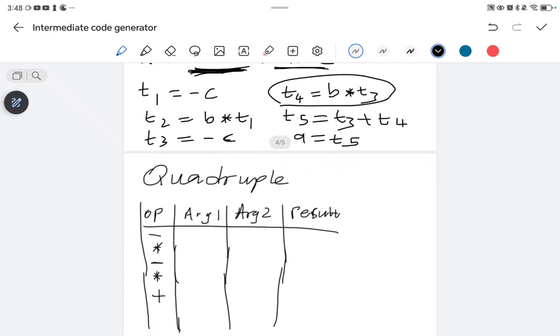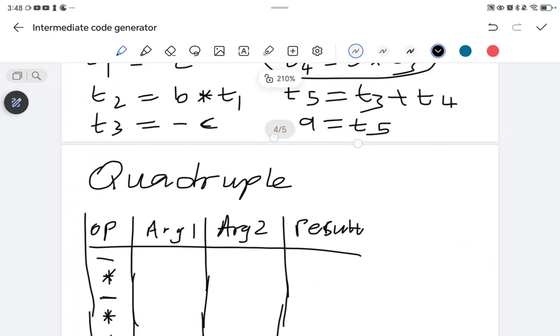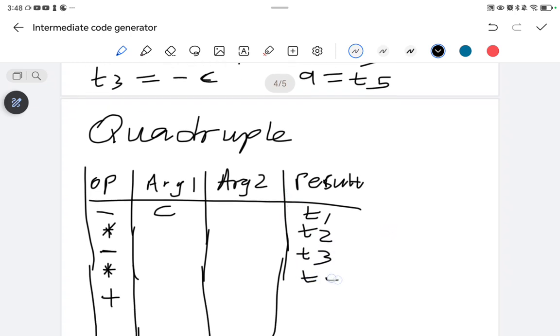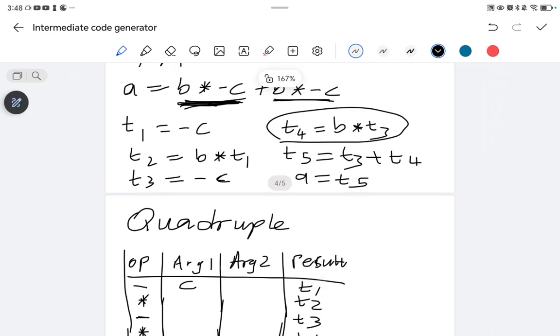Then we come to T1. We realize that T1, the first argument that we have is C. So I'll have C, and this is stored in T1. The second one is stored in T2. So I can easily go around and write this. The third one, T3. This one, T4. This is stored in T5.